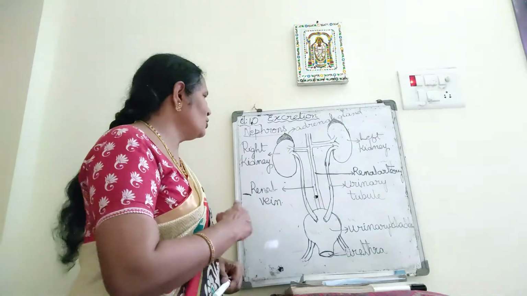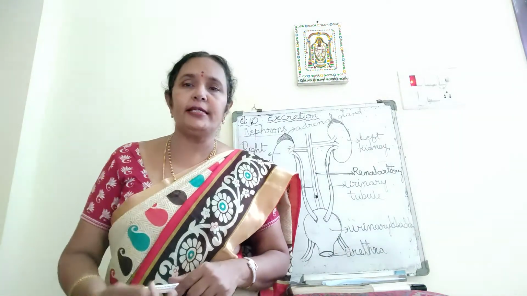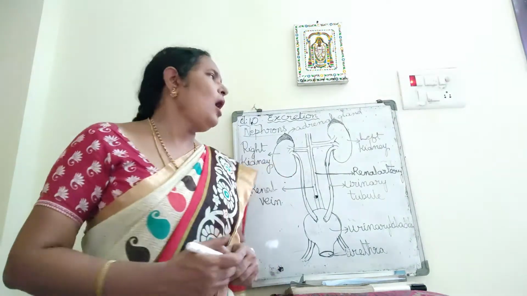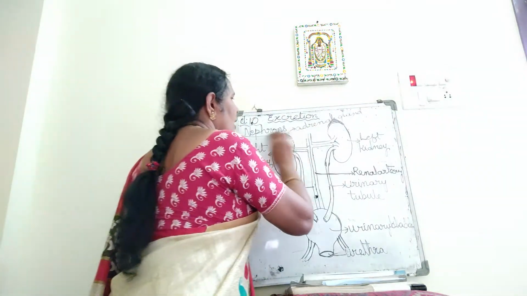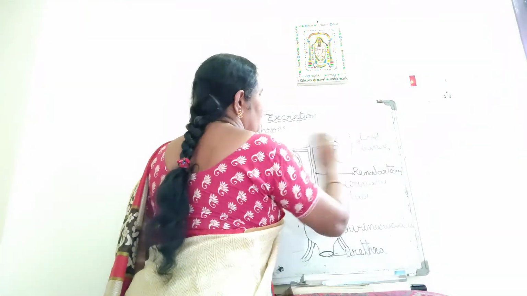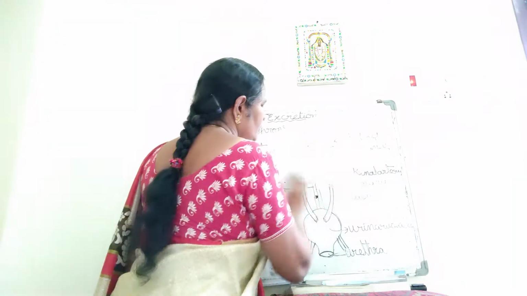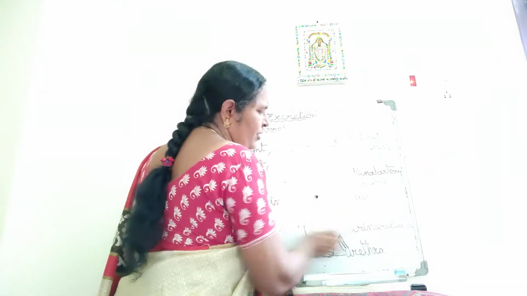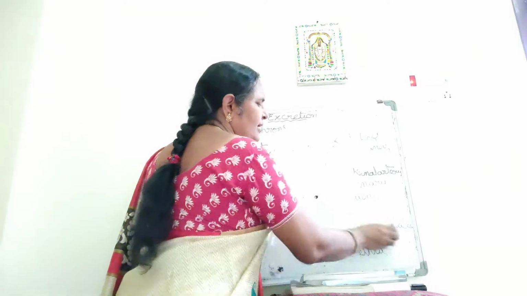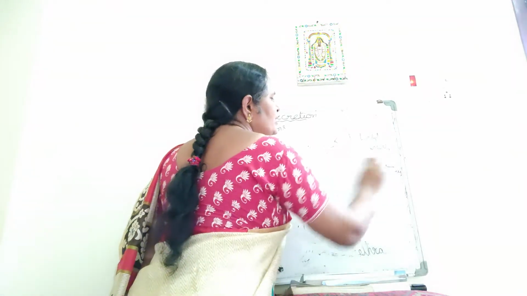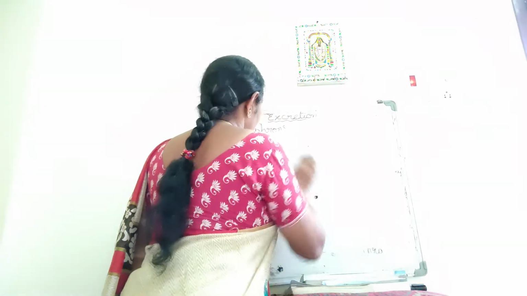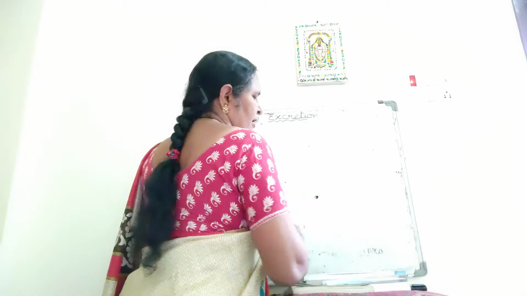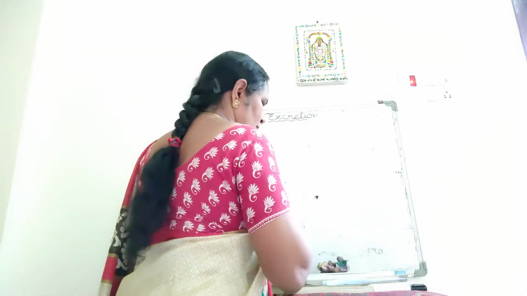In these nephrons only, the blood gets filtered. How does the blood get filtered in the nephron? Let us see. The structure of nephron. If you observe the structure of nephron, each nephron has a Bowman's capsule and a convoluted tubule.